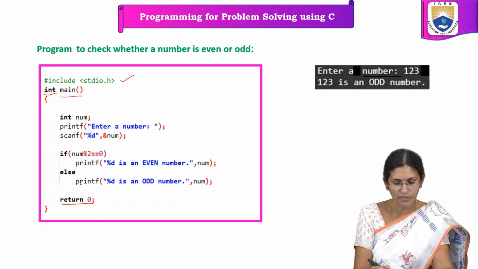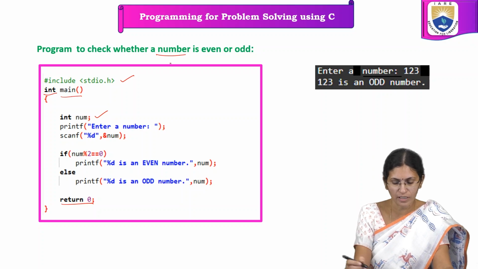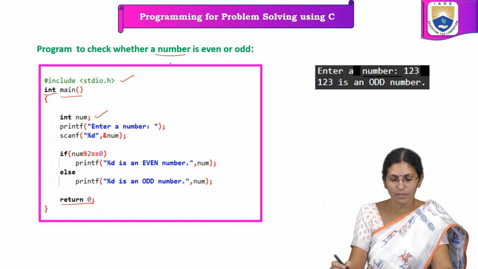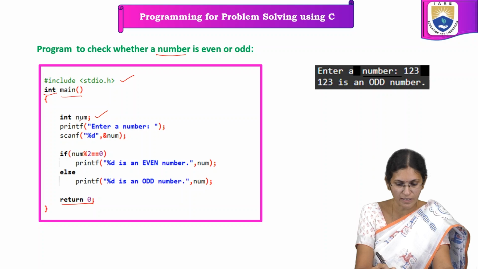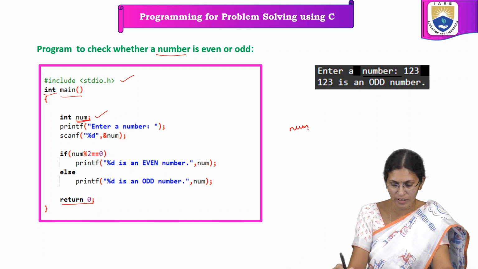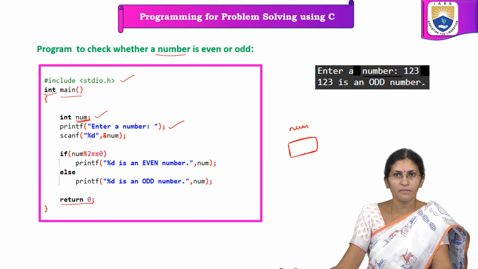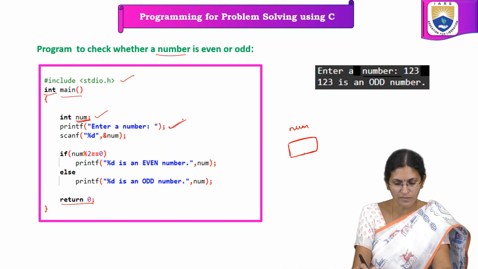In the main function we are writing the statements. First, in order to check whether the given number is even or odd, we need to declare the data type of the number. We have declared here num is a variable of type int, that means it can hold an integer value. Then the statements will be executed. We know that in the C programming language, statements are executed sequentially, so the next line will be executed.